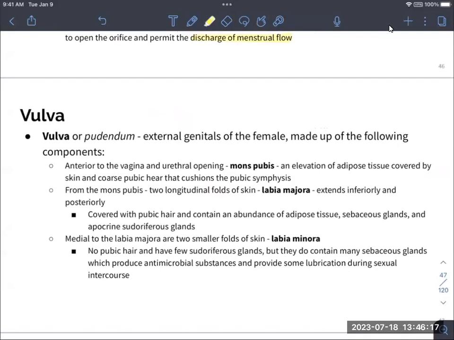The vulva. Now we're getting into the external genitals in a female. So the vulva is the name for many different components. We have the mons pubis. This is in the front. It's a lot of adipose tissue, and it's covering that pubic symphysis. The next part down, we have these two longitudinal folds of skin that are known as the labia majora. These are covered with pubic hair, just like that mons pubis is.